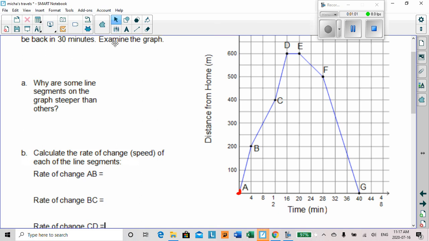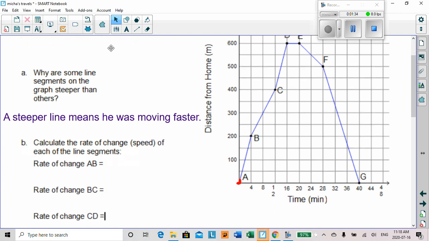Well, some parts are steeper than others because, as you saw when we were looking at the walk-out stories, a steeper line means he was moving faster. We can actually calculate the speed that he's moving by using this graph. The speed is called the rate of change. And we're going to look at each of these individual line segments. So we're going to start with A to B.